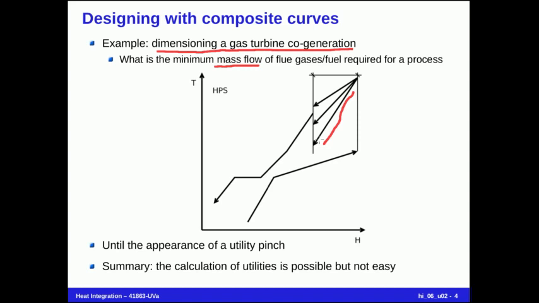Okay, the mechanism is the same. We're going to try with a quantity, constructing the modified composite curves until we arrive at a utility pinch, checking at the same time that at the stack, the condensation of the flue gases doesn't happen. Then you can see the design, the calculation of utilities is possible using the composite curve, but not easy. It's a question of trial and error.